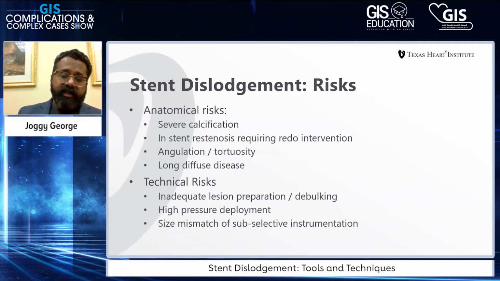Risks, as far as this is concerned: anatomical risks, that's patient risks, include severe calcification of the vessel, in-stent restenosis requiring redo intervention, angulation and tortuosity of the vessel that can cause the crimped stent to come off the balloon, and long diffuse disease is of course a risk. Technical risks include inadequate lesion preparation or debulking of especially calcified vessels. High pressure deployment in certain areas may cause this. And of course, size mismatch of subselective instrumentation is also an issue.